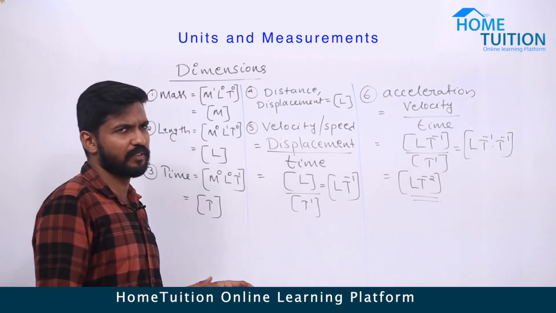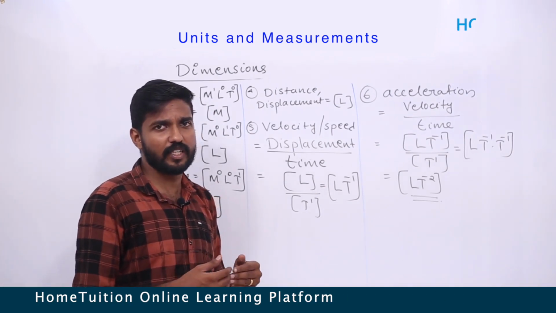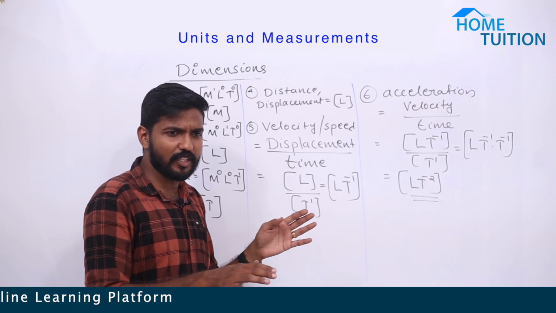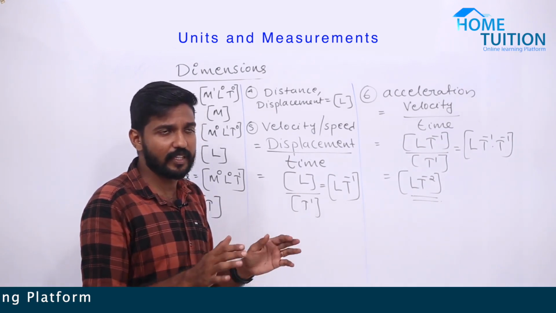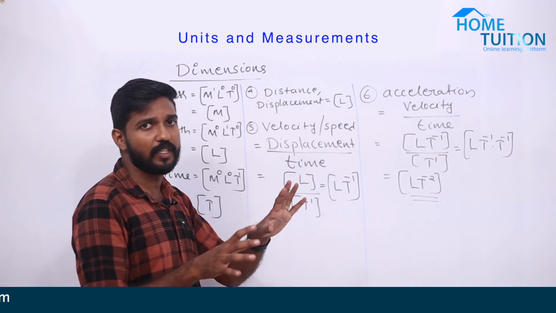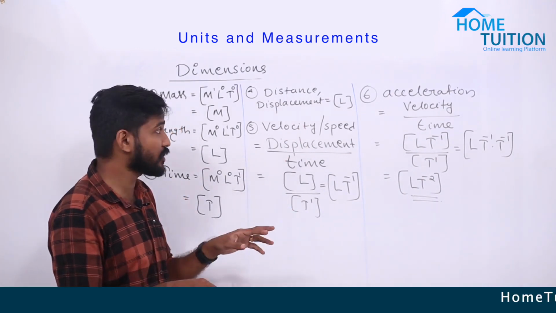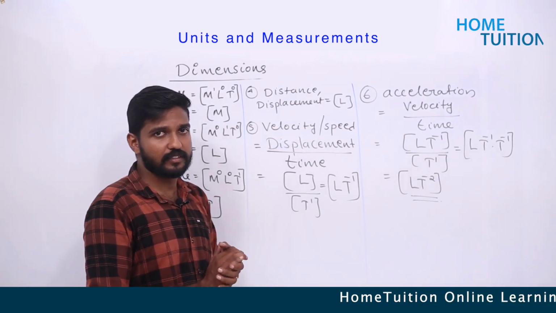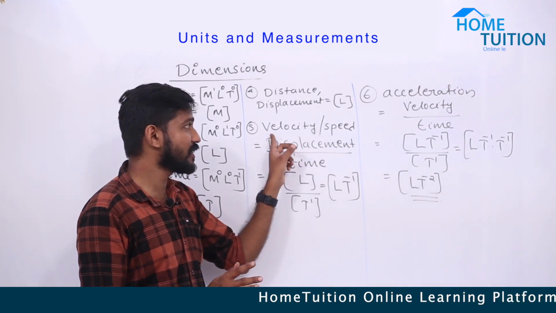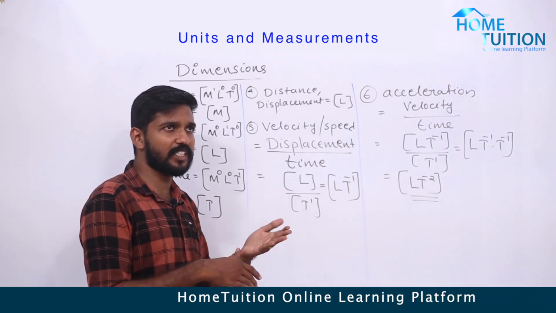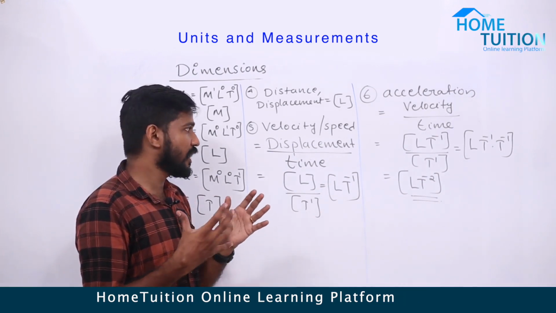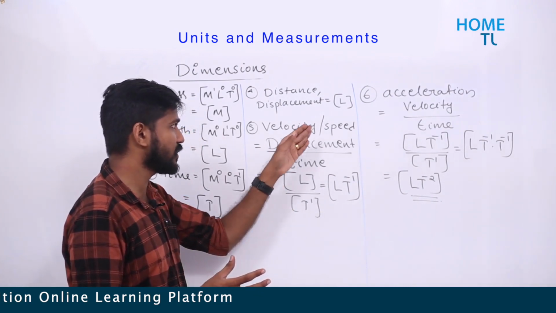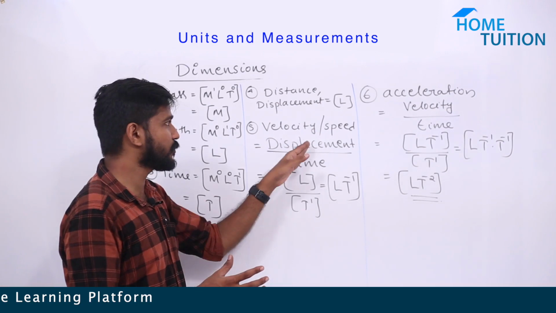Again distance and displacement, both are the same as length. Distance is measured in meter, displacement is also measured in meter. So they are equivalent. Basically they are length, so distance and displacement have the same dimension of length. Then velocity and speed. That doesn't mean they are equal; they are different actually, but velocity and speed have the same dimension, that is displacement by time. Velocity is equal to displacement by time. So what is displacement? Length.